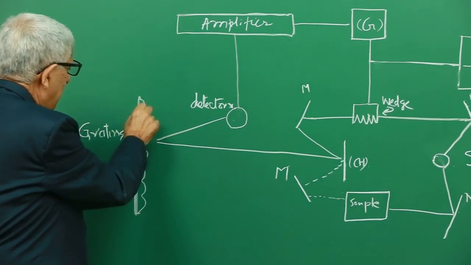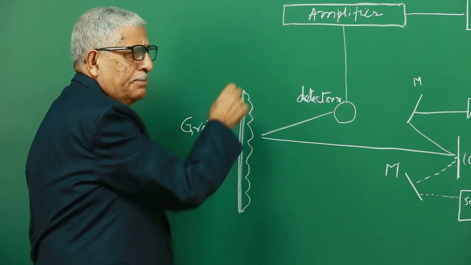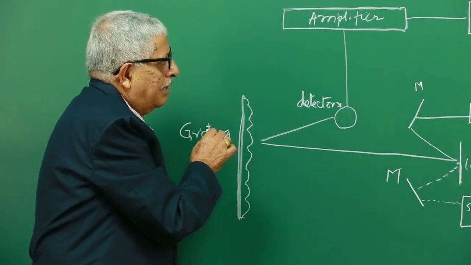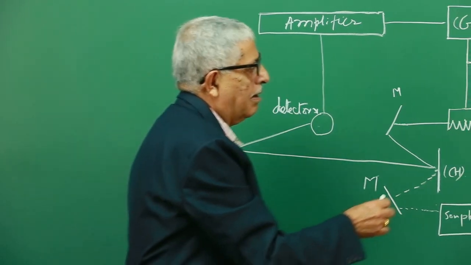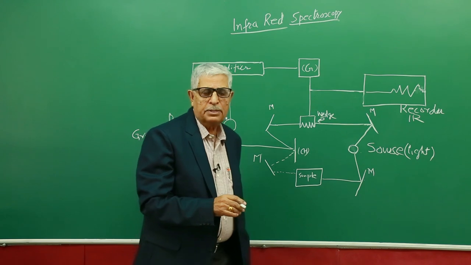This is the grating. You know, there are thousands of grooves over here in parallel. It's just diagrammatic, and it cannot be explained in a better way than this. And we get the IR graph here. This is the IR recorder. This is in brief about the instrumentation.